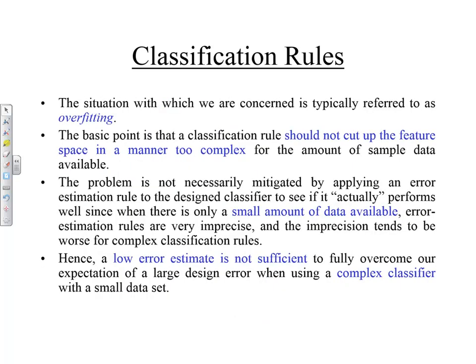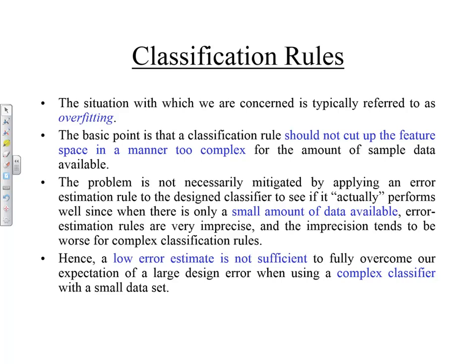So the situation that we are concerned with is typically referred to as overfitting. The basic point is that a classification rule should not cut up the feature space in a manner too complex for the amount of sample data available. If you have very little data and you overfit, then when you get new data, you're not going to do as good a job.